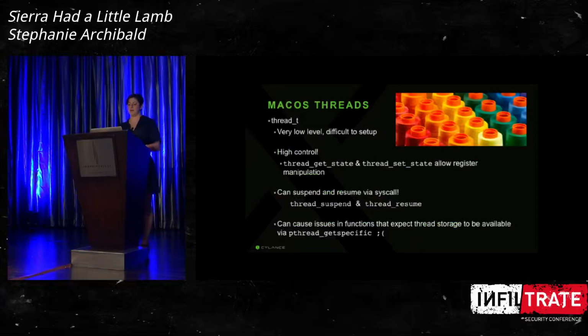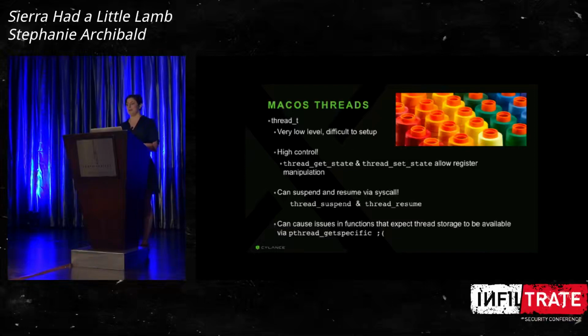On OS X, the type of threads that they use are called Mach threads, and the struct related to those is called thread_t. They're super low level, they're difficult to set up, but they're also very, very flexible. You can set registers really easily with thread_get_state and thread_set_state. You can also use a kernel syscall to suspend and resume them, which is super helpful for what we're trying to do, right?